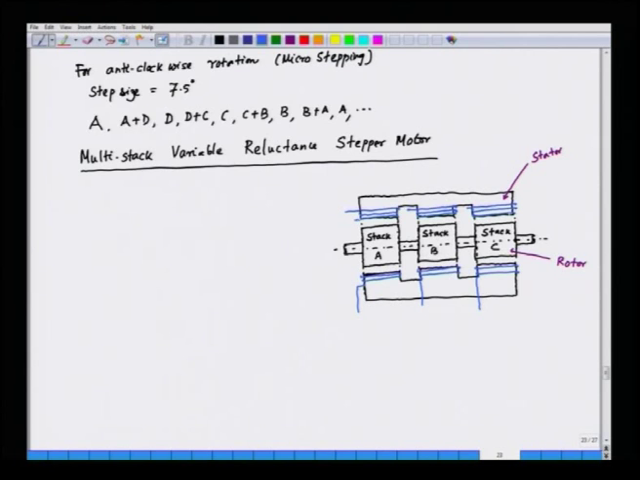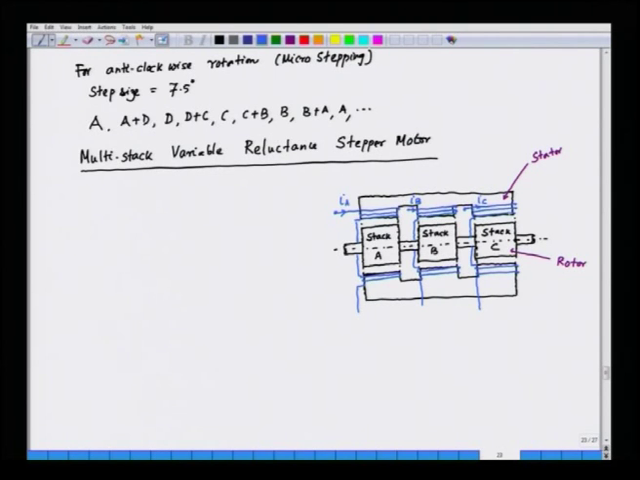And these are all series connected: the stator windings of a particular stack are series connected here, and this also is series connected. So, this also is series connected; these are the windings. And since we have three stacks, we will call this IA, the phase current IA. Similarly, here it is IB, and similarly in phase C we have IC.